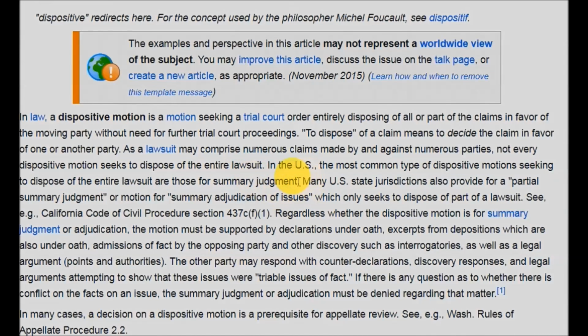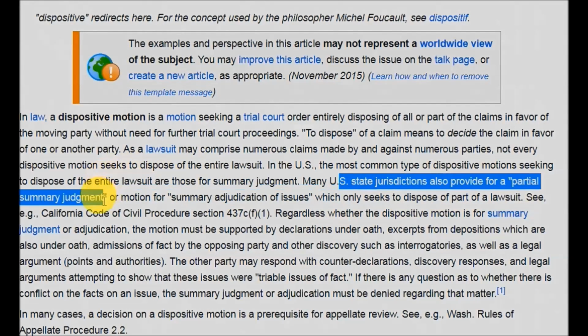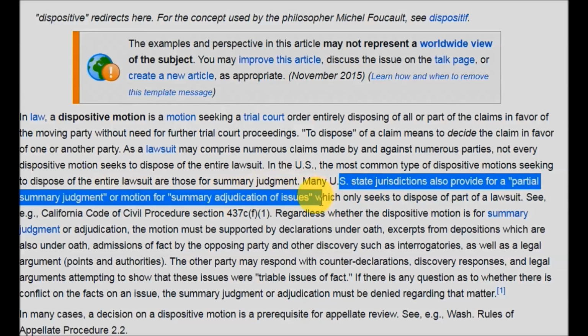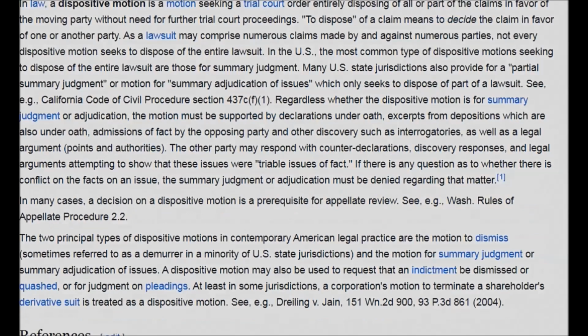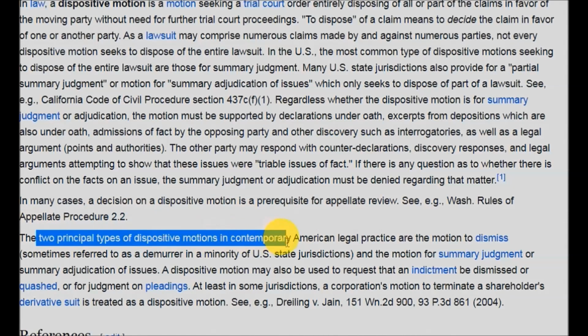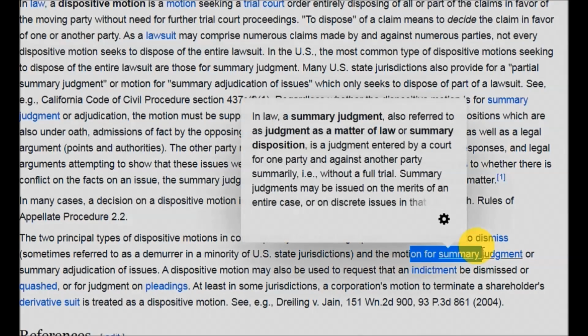In other words, they're letting you know summary judgment is a type of dispositive motion. Many U.S. state jurisdictions will provide for a partial summary judgment or motion for summary adjudication of issues, which only seeks to dispose of part of the lawsuit. Then it goes on to say the two principal types of dispositive motion in contemporary, meaning modern, American legal practice are the motion to dismiss, sometimes referred to as demurrer in the minority of U.S. state jurisdictions, and the motion for summary judgment.